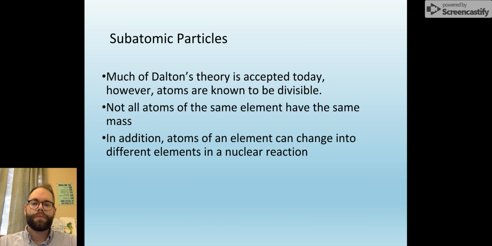And we do know that we can split the atom. That's what you guys learned about in your last chapter about nuclear chemistry. Not all the atoms of the same element have the same mass. We'll talk more about that in the next video. And in addition, atoms of an element can change into different elements in a nuclear reaction. Again, something you guys talked about in your last unit.